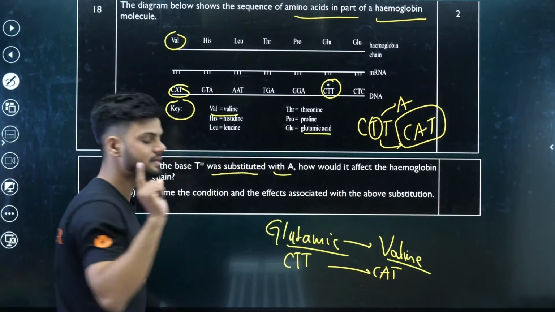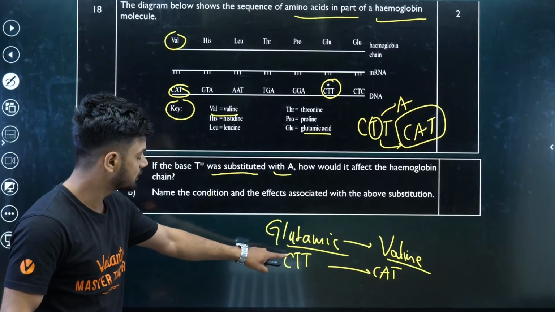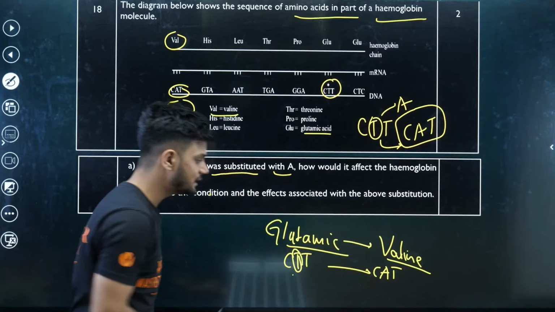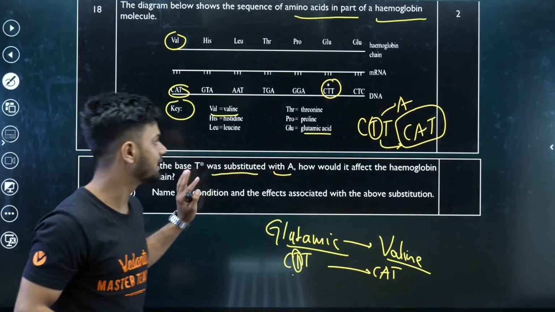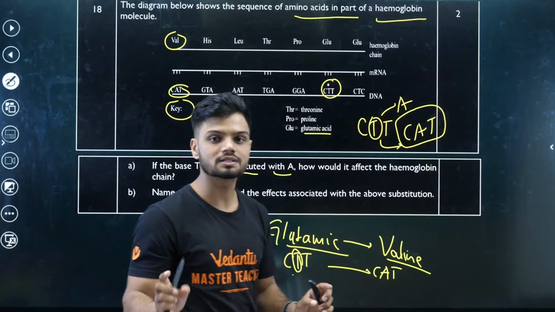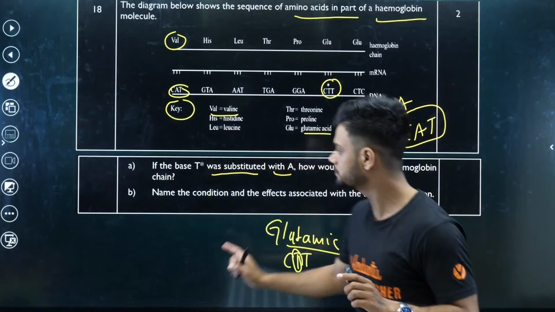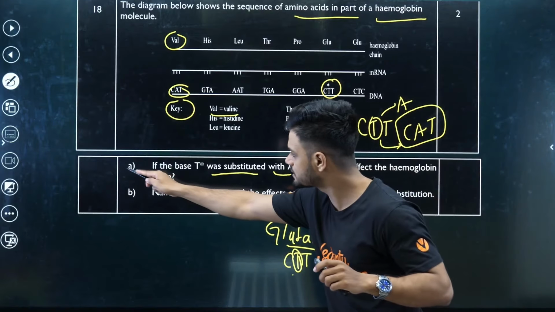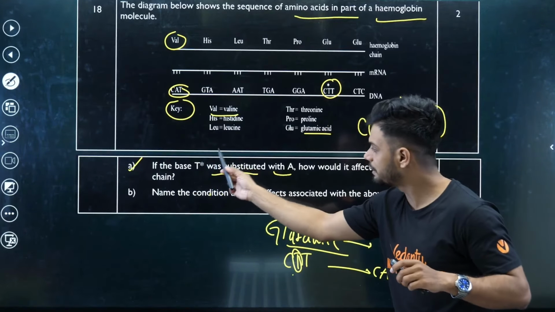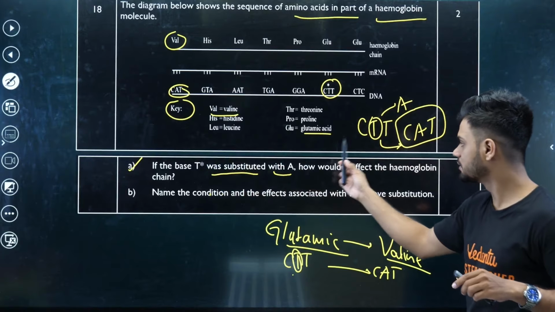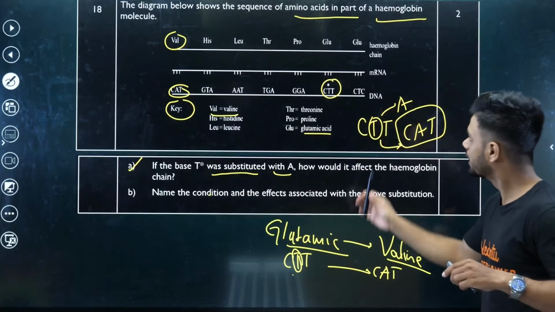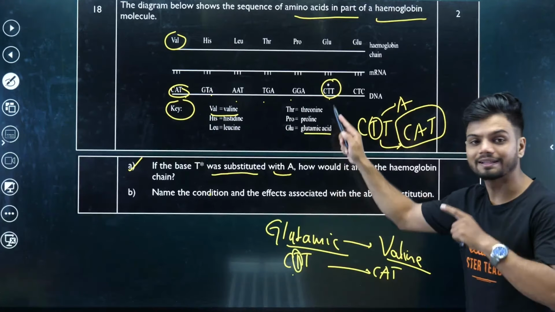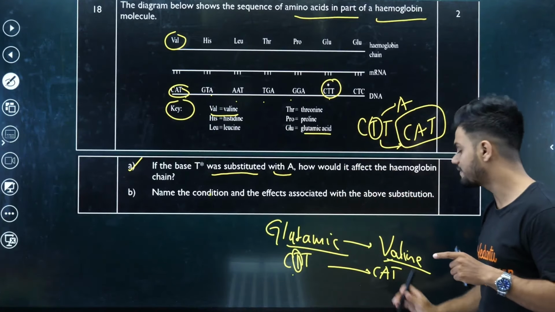This is the simple change which is happening. If you change the T here to A, it becomes CAT, and CAT codes for valine. You do not have to remember any of this. It will be given in your examination. Can you see? The entire key is given, the entire diagram is given. So option A is done. If the base T was substituted with A, how would it affect the hemoglobin chain? At the first, second, third, fourth, fifth, sixth position, we will have valine at the sixth position.